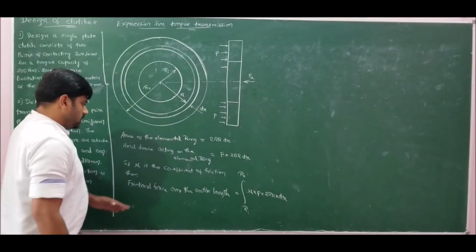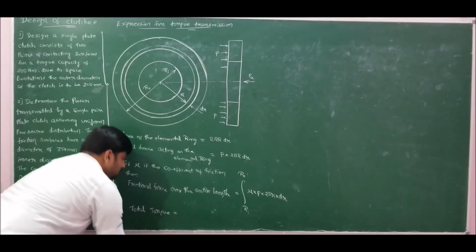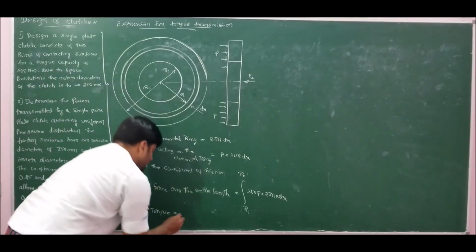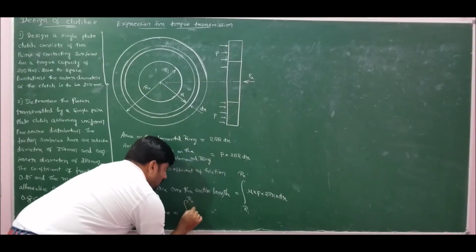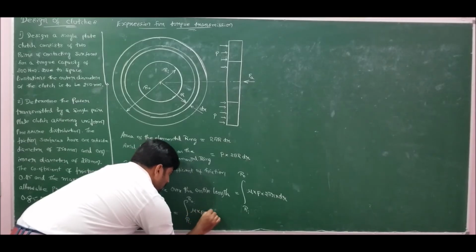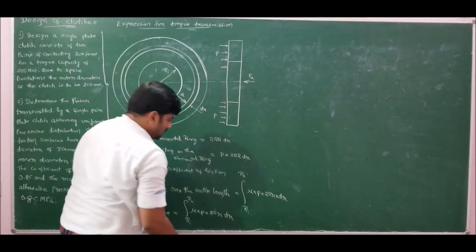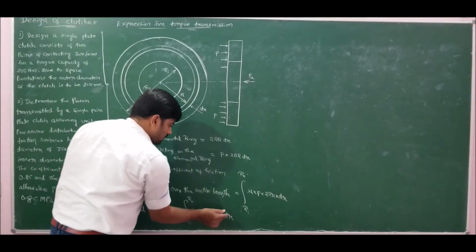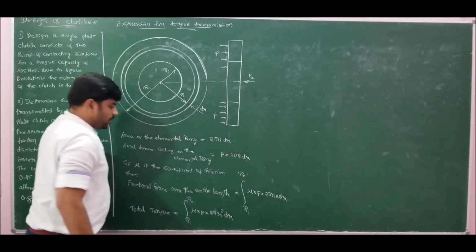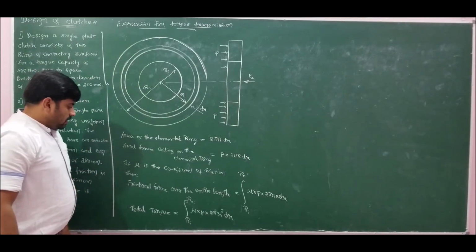Hope you understood. So the torque is given by the formula: total torque is equal to the frictional force into the perpendicular length, that is integral from Ri to Ro of mu into p into 2 pi r dr, into the perpendicular length, which is also the radius, so it will become radius squared. Let me write it properly. So we have determined the expression for axial frictional force and total torque.